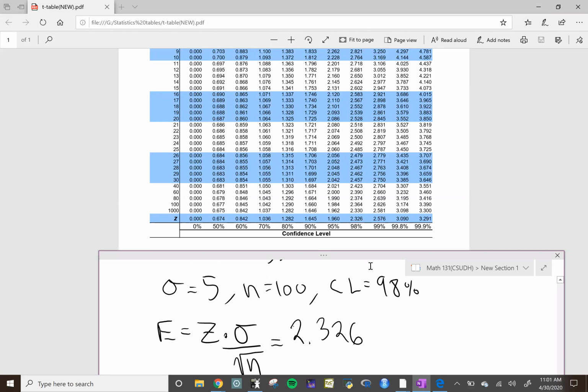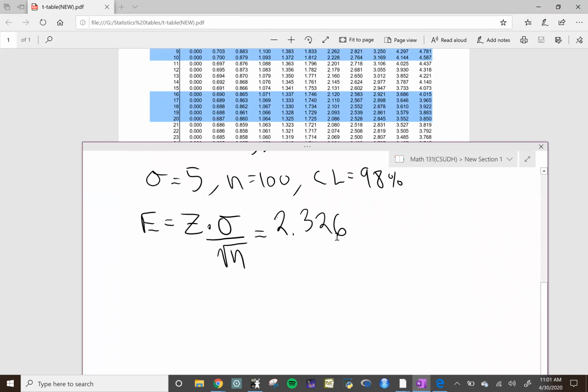It's 2.326. Any question? I got the 2.326. Okay, so you multiply this by the standard deviation, which is 5, divided by the square root of 100. For this one, the square root of 100 is actually 10.